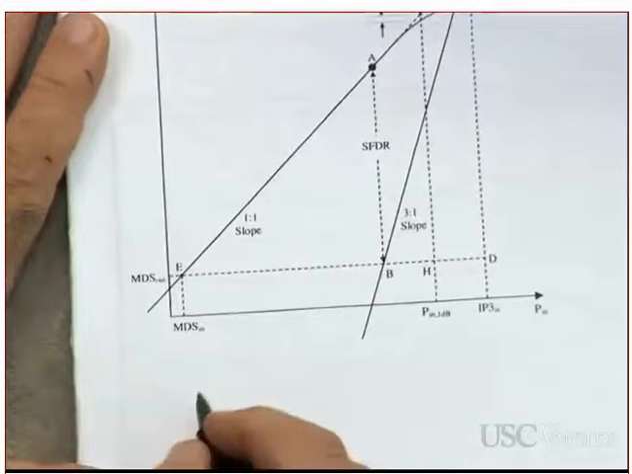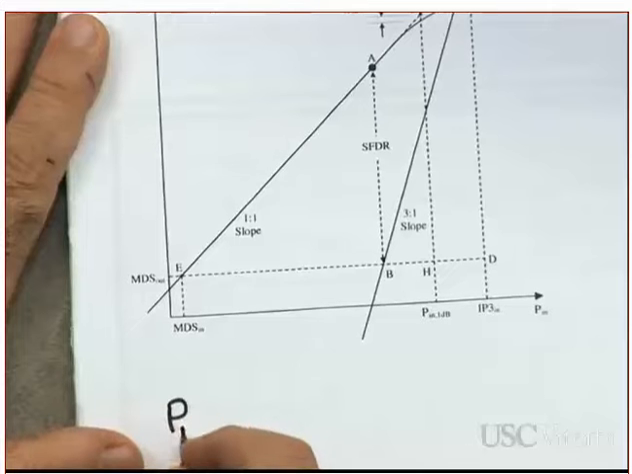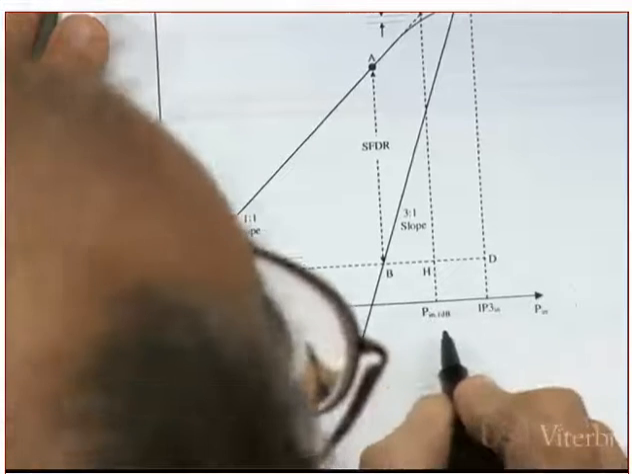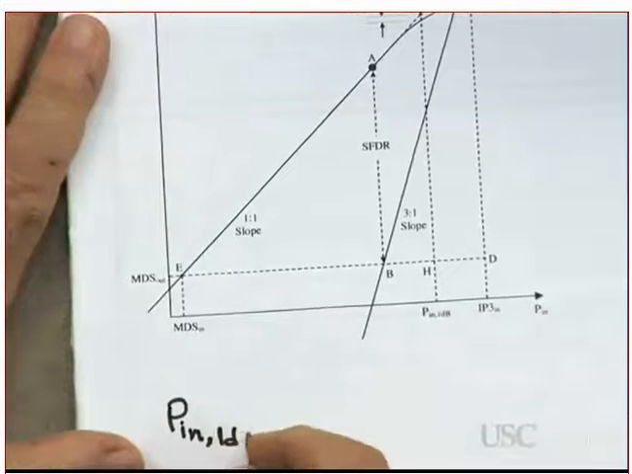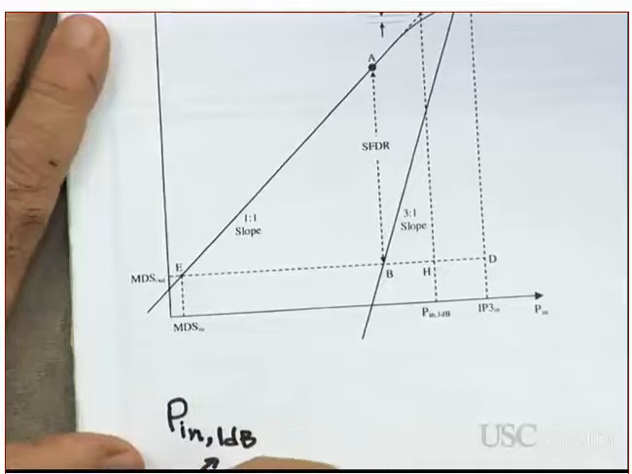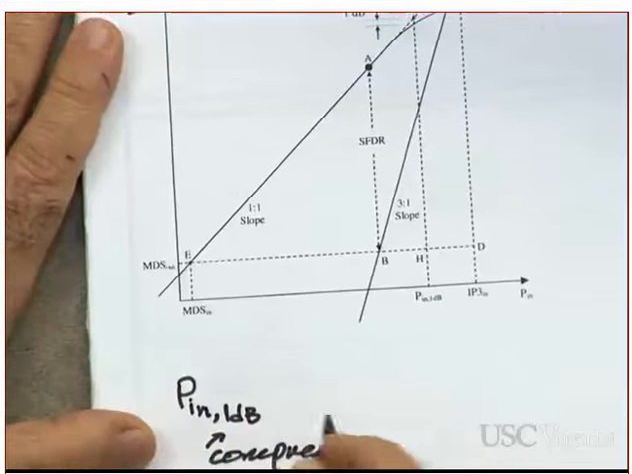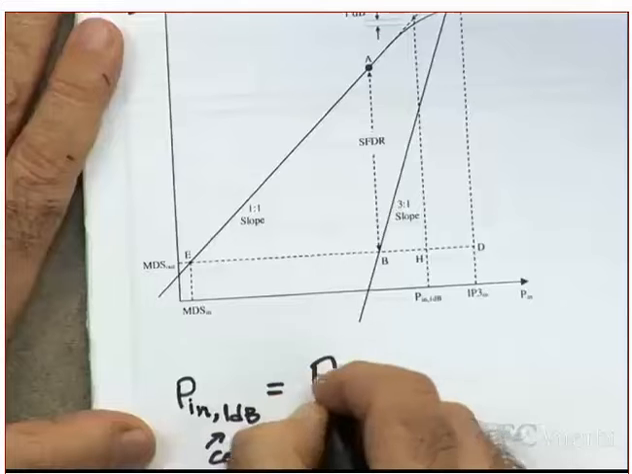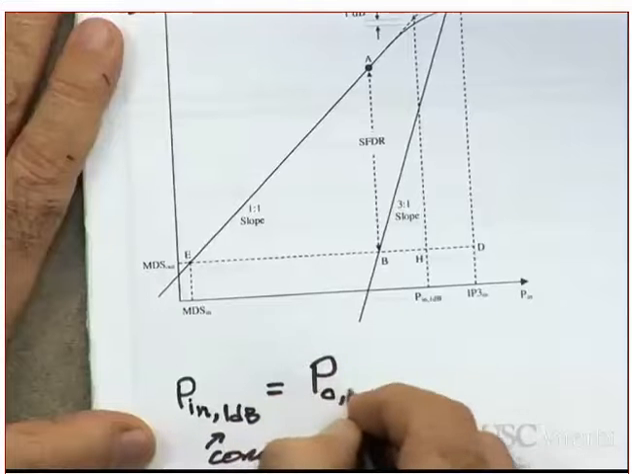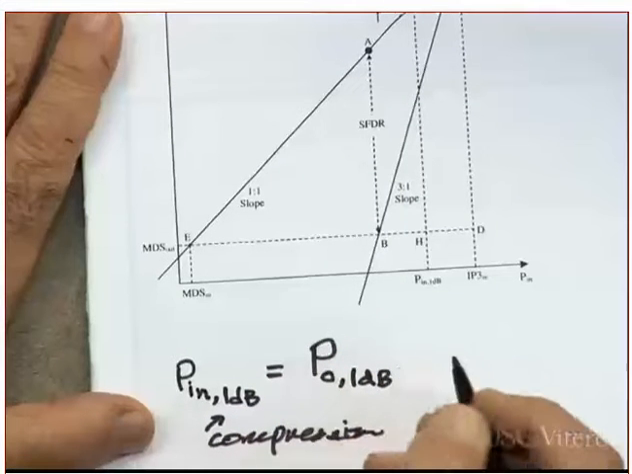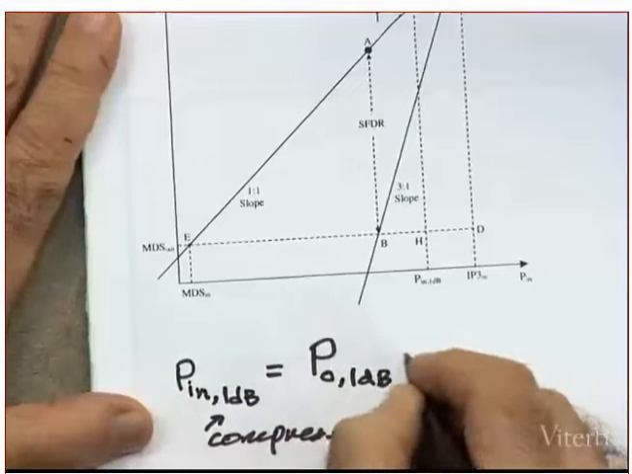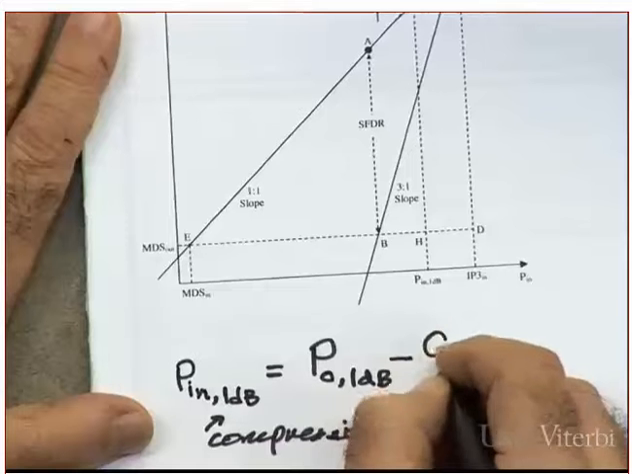Let's see if you can help me. PIN, compression, sorry, what is it written here? 1 dB, compression, equal to what? P, O, 1 dB, yes or no? Help me. Minus G.